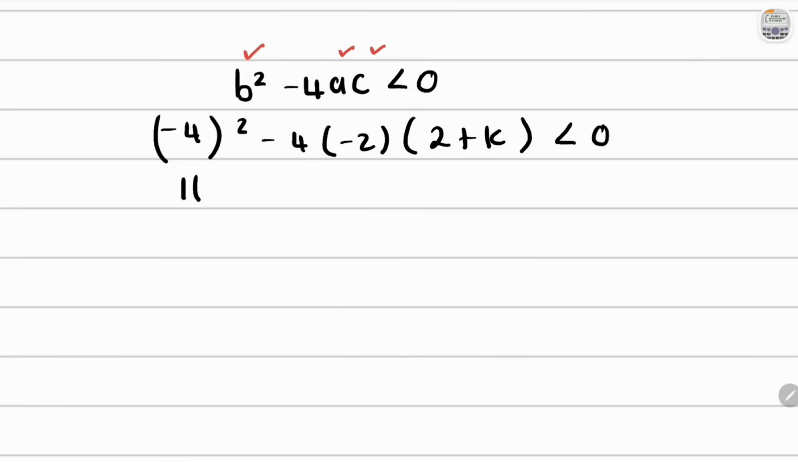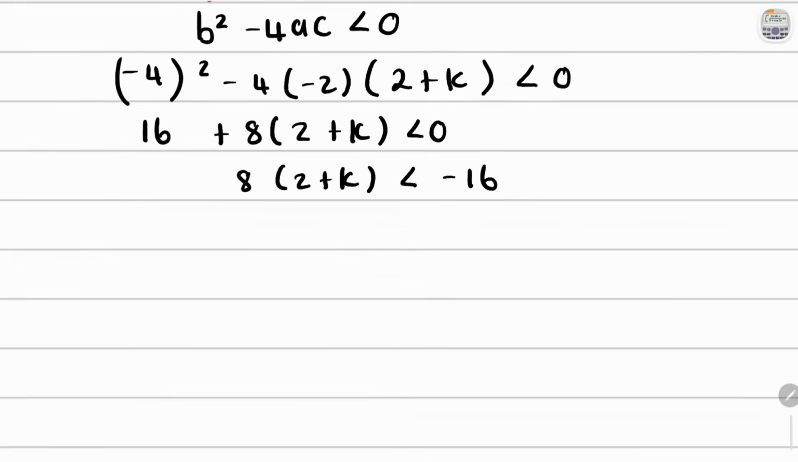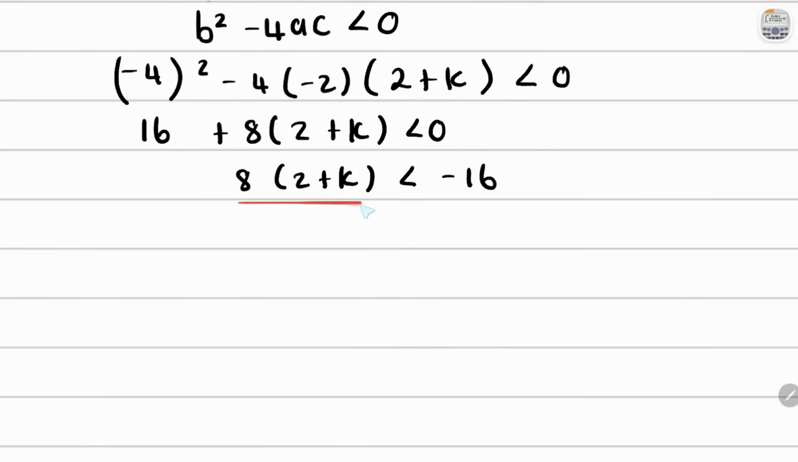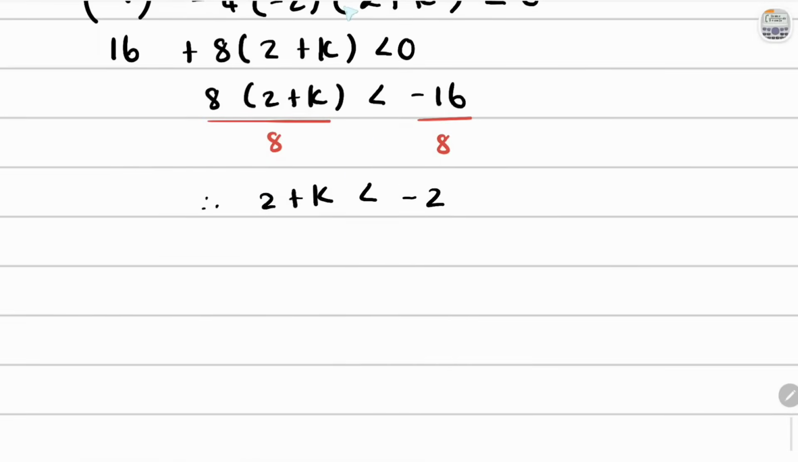So this squared gives you 16, and then these multiplied give you +8, multiplied by 2 plus k must be less than 0. Okay, you can see that there are two terms here. So just take the 16 over. So you have 8 times 2 plus k is less than -16. Then we can get rid of the 8. Remember, we're dividing by a positive number. It's not negative, so the sign will not change. Then you have 2 plus k is less than, and that will give you -2. Then you can take that +2 over, and this therefore means that k just has to be less than -4. And that is our answer. Okay, k just needs to be less than -4 for that to happen.